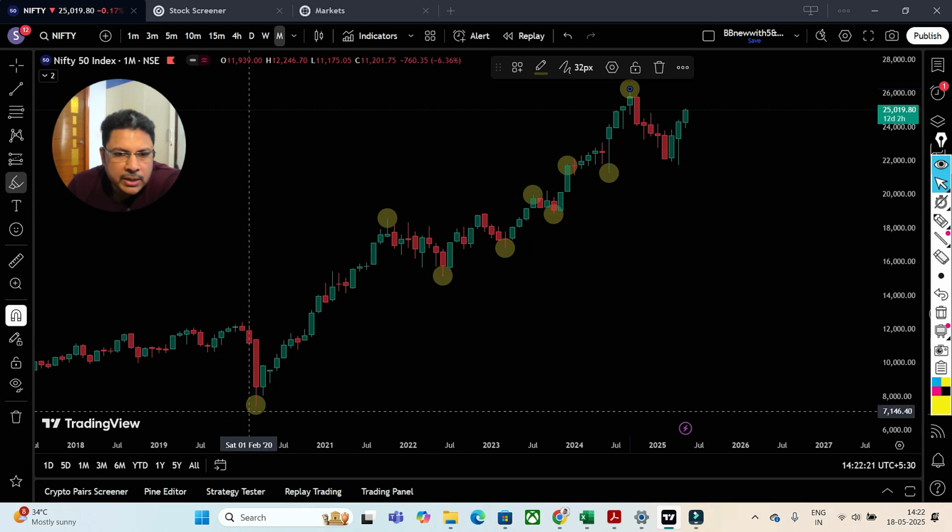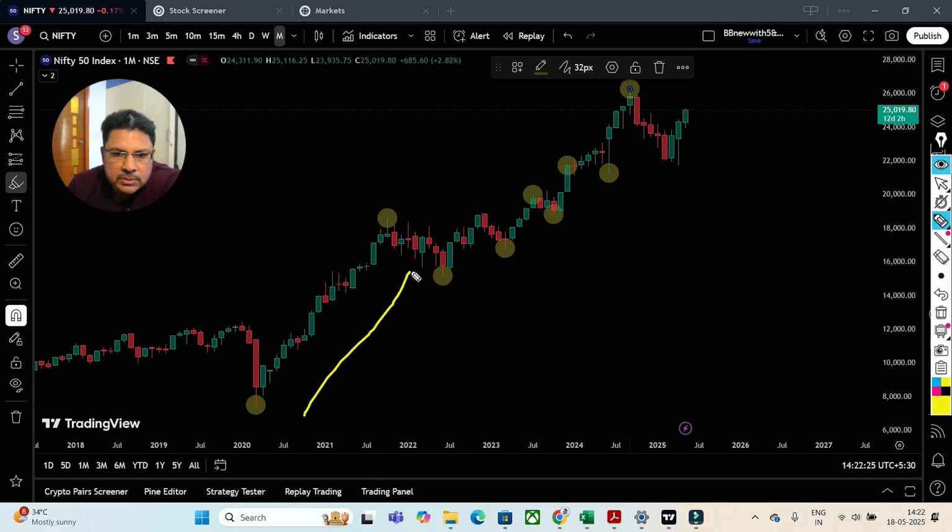Right now you can see the market is in a good uptrend. It is making higher highs and higher lows, like this. So you can say that the market is in an uptrend.